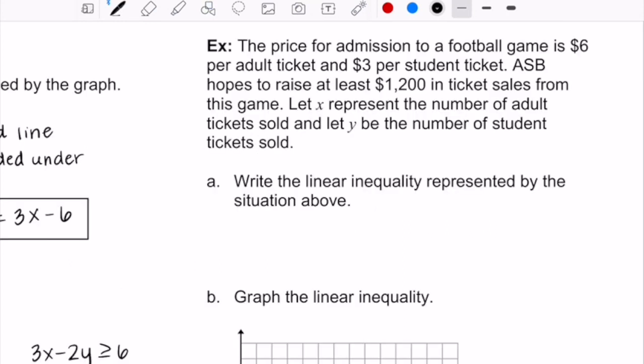All right, this last question has a couple parts. So it's $6 per adult ticket and $3 per student ticket. They're hoping to raise at least $1,200. x is for adults and y is for students. So $6 per adult ticket plus $3 per student ticket, and they want to raise at least $1,200. So they want the profits from those sales to be greater than or equal to $1,200.